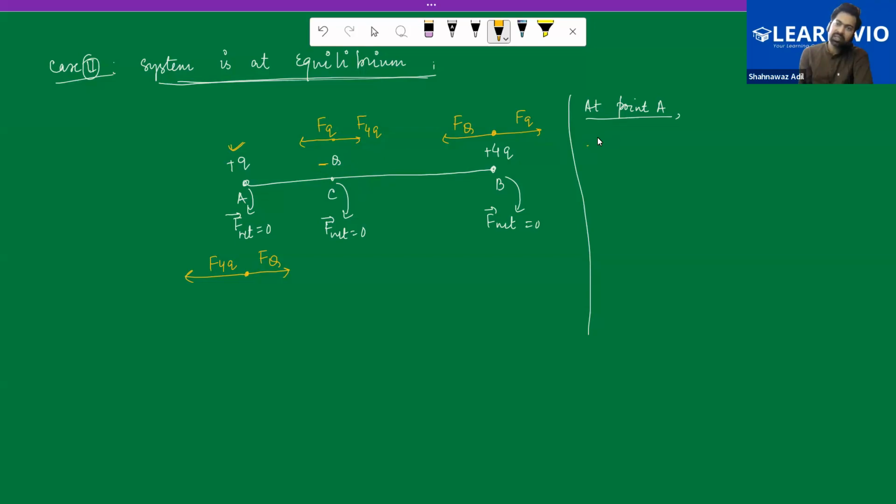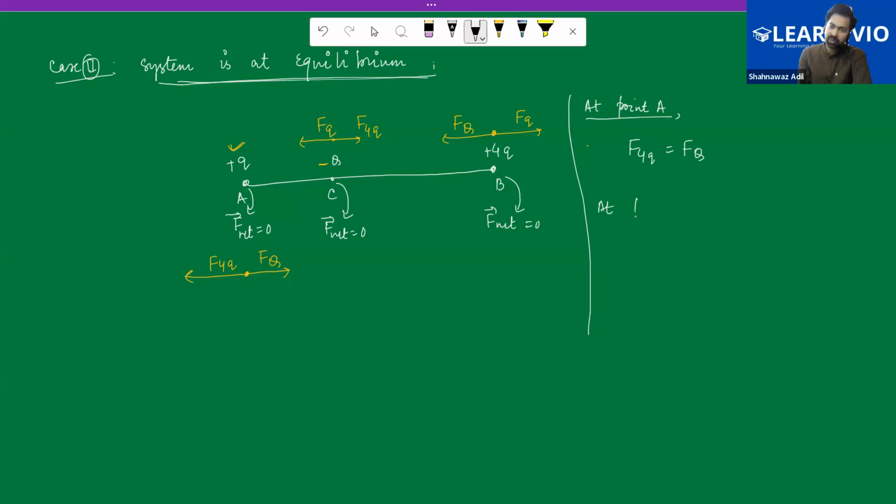Okay, so then I have to take the negative charge, right? So that is why the nature of this charge would be negative, whatever the charge I am putting between these two charges. If the whole system is at equilibrium, then the charge should be negative. So I have three conditions. At point A, F4Q is equal to FQ, right?